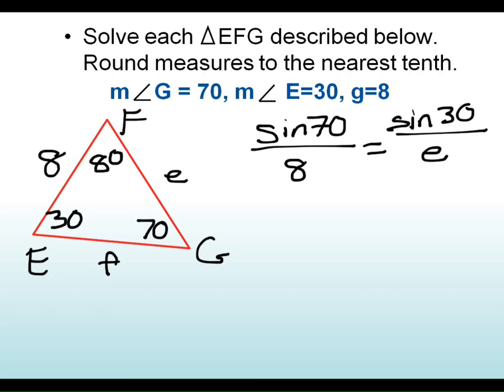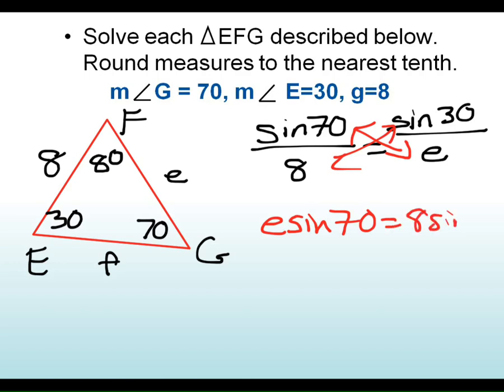I could have found F next just as easily. I just chose E. So I'm going to solve this for E, so I have to cross multiply. E times the sine of 70, cross multiply this direction, equals 8 times the sine of 30.